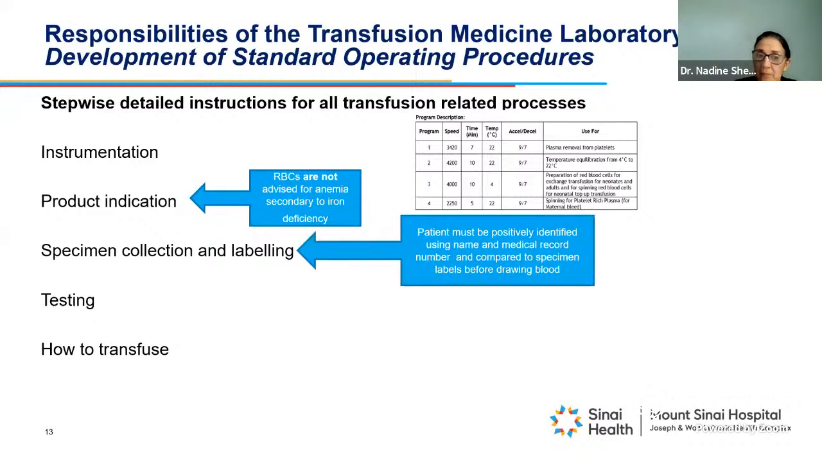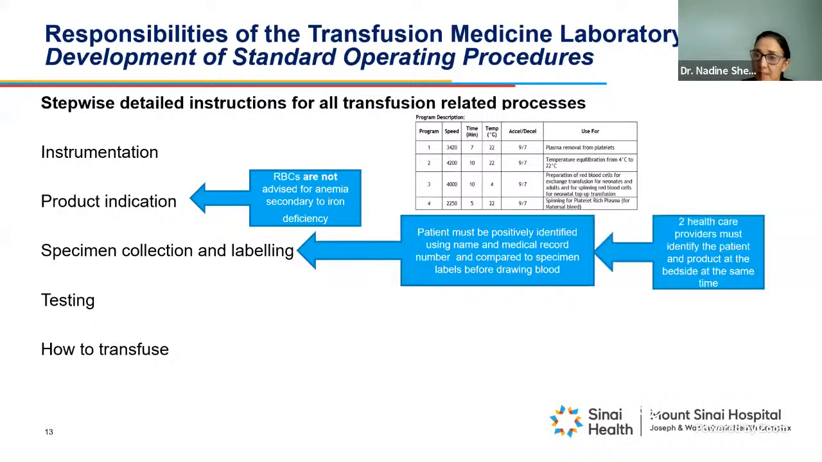At the level of specimen collection and labeling, as was mentioned in the previous presentations, patients must be positively identified using 2 identifiers and compared to the specimen's labels before drawing blood at the bedside. And then 2 healthcare providers are required to identify the patient. That is all written down in a standard operating procedure.